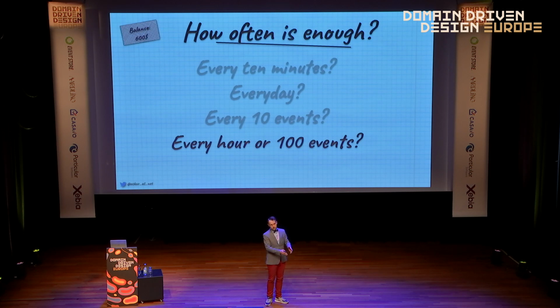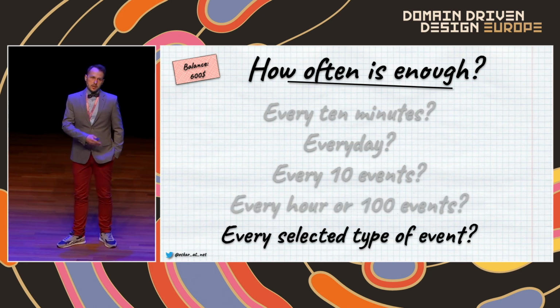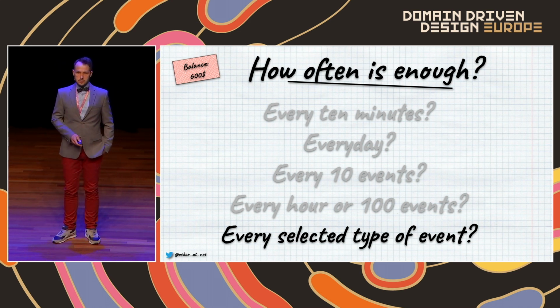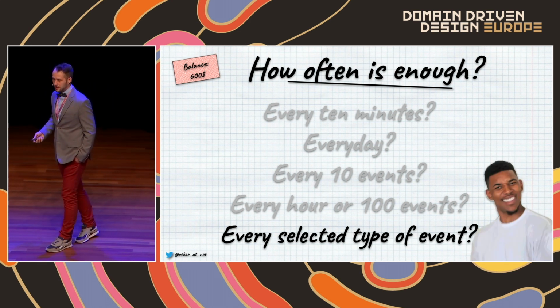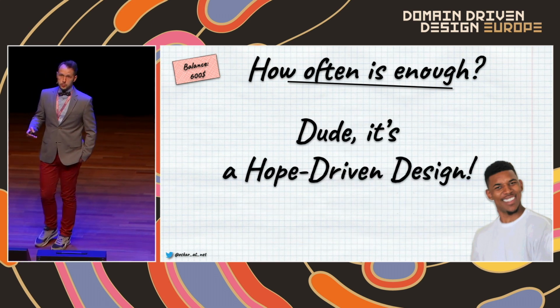So if it's 1 hour, then we are doing it, but if it's shorter, but it's 100 events, then we also do snapshots. Or maybe we can select some type of event, and right after that, we can do that. But in fact, this is like, what? This is the hope-driven design.